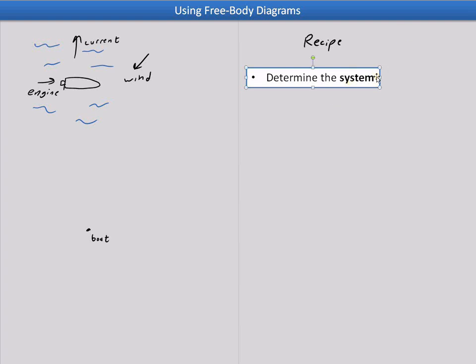Okay, so let's look at our next step. Our next step is to draw all of the external forces. So in our case, we have three external forces that act on our boat. The force from the engine acts on the boat, the current acts on the boat, and the wind acts on the boat. I guess we could say that gravity pushes the boat into the water and the water pushes the boat back up. But let's just keep this in two dimensions, so we're going to ignore that direction. Technically, those are also forces.